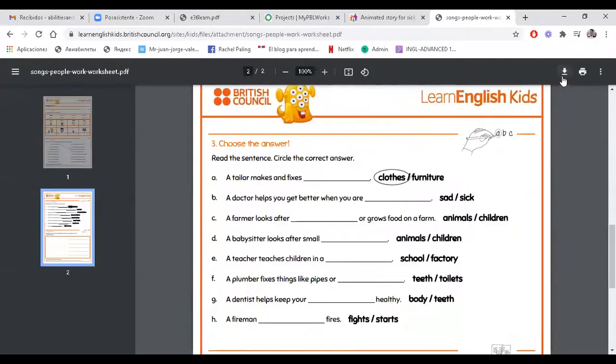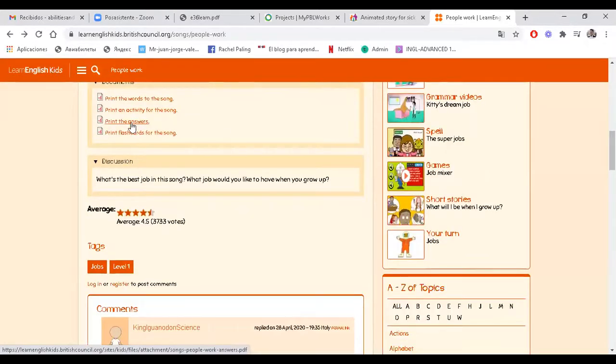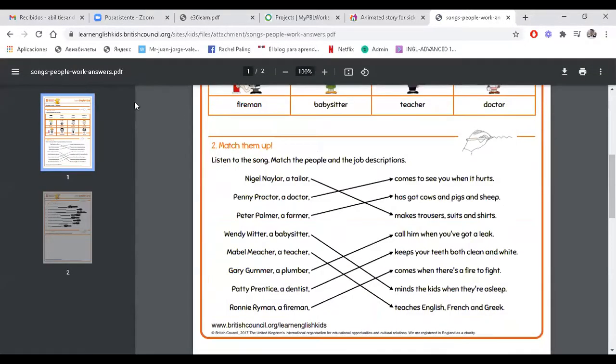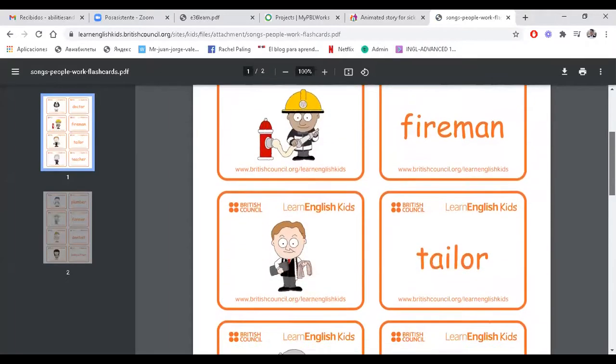And you can download these documents, print them, and give them to your students. Or show them this. Here are the answers for the teacher. And also flashcards for the song. It's loading, yes.